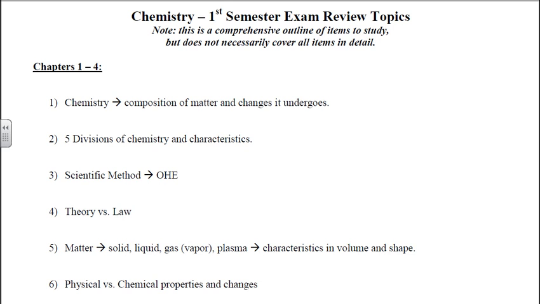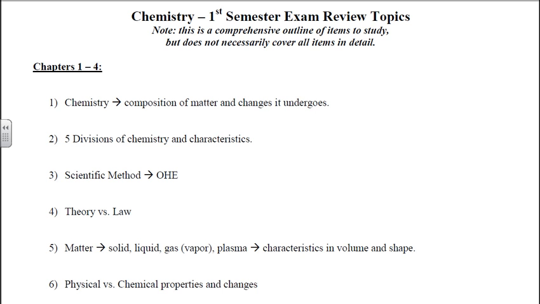All right, so first semester, and I already said it, but this is basically a comprehensive outline, as it says in the title there, meaning it's everything you should study. When I made this review sheet, I was looking right at the exam, and even the order is pretty much in order on the exam. Does it mean every little thing is on here?